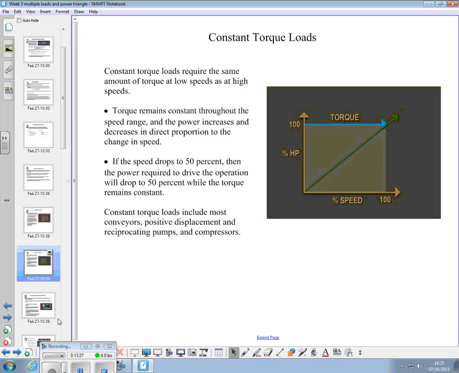Constant torque loads require the same amount of torque at low speeds as at high speeds. So torque remains constant through the speed range, and the power increases and decreases in direct proportion to change in speed. If the speed drops to 50%, then the power required to drive the operation will drop to 50% while the torque remains constant. Constant torque loads include most conveyors, positive displacement and reciprocating pumps, and compressors.